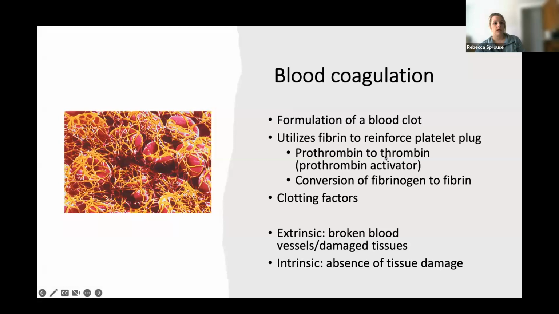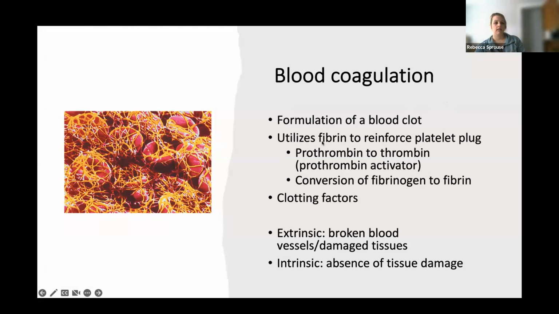Then what happens is blood coagulation. The platelet plug is a good temporary hold, but then we need to actually make a blood clot. The difference between a platelet plug and a blood clot is the use of fibrin. They're yellow in this electron micrograph, but these fibrin fibers are reinforcing that platelet plug to make it stronger and more mesh-like, like a net.